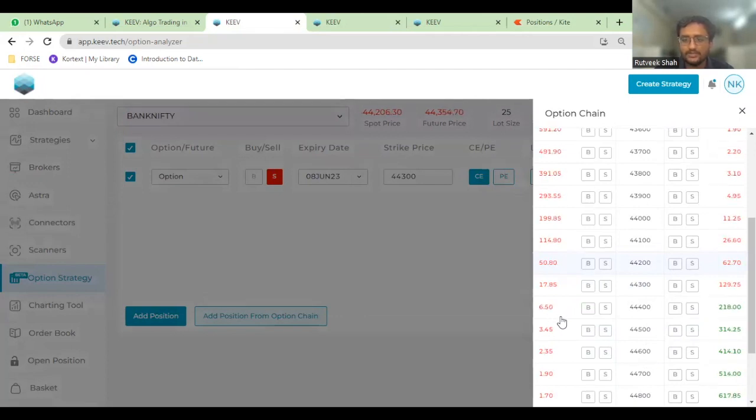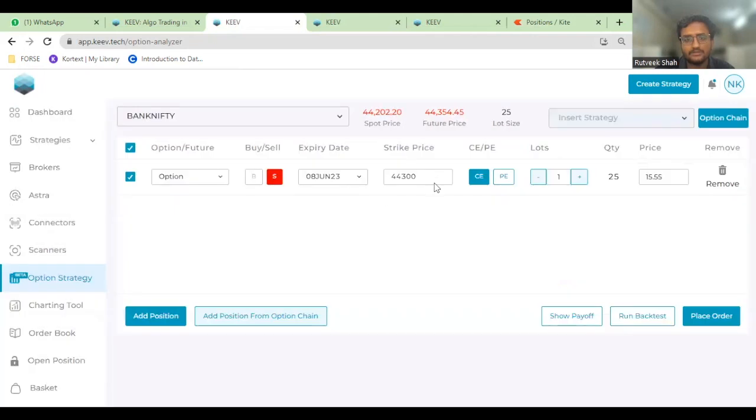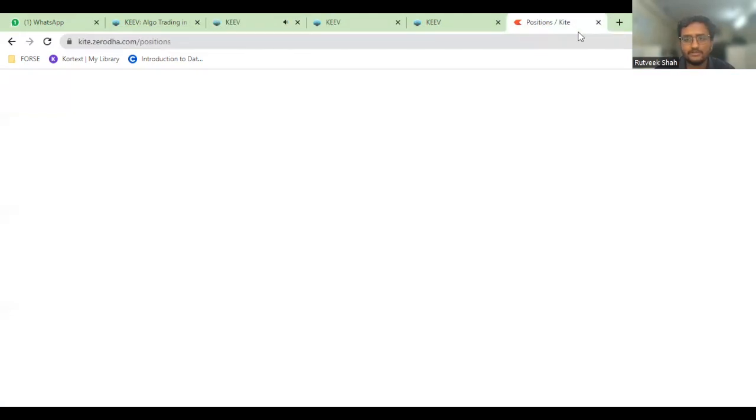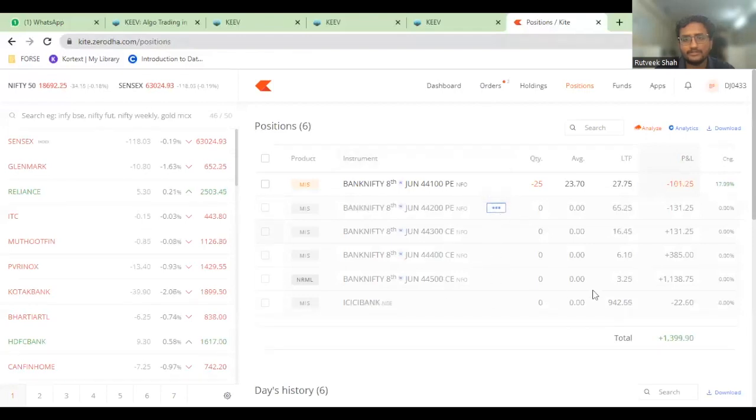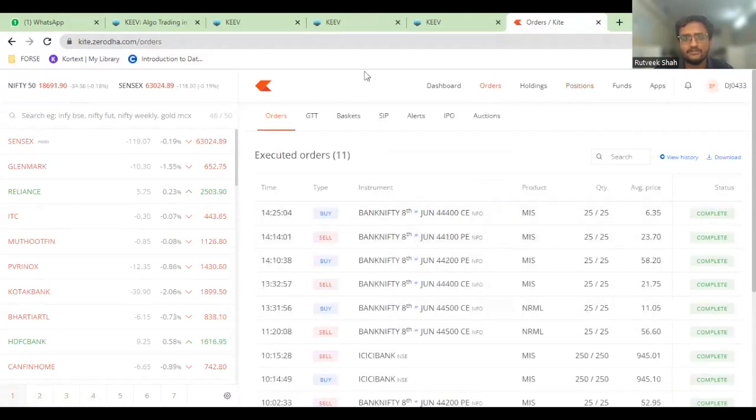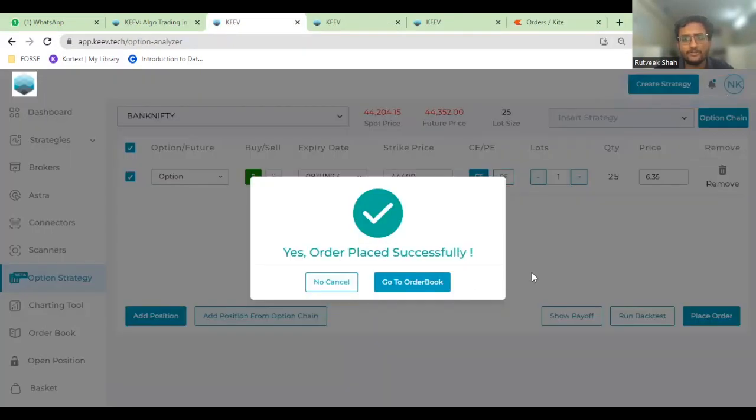So rather than keep the capital deployed and take the additional risk, we'll square off this position. We'll just take it here, 44,400. We'll buy that and square out the position and cross it from a broker. Yes, that position has been closed. We'll check the price also, 6.35. That is around the current price.